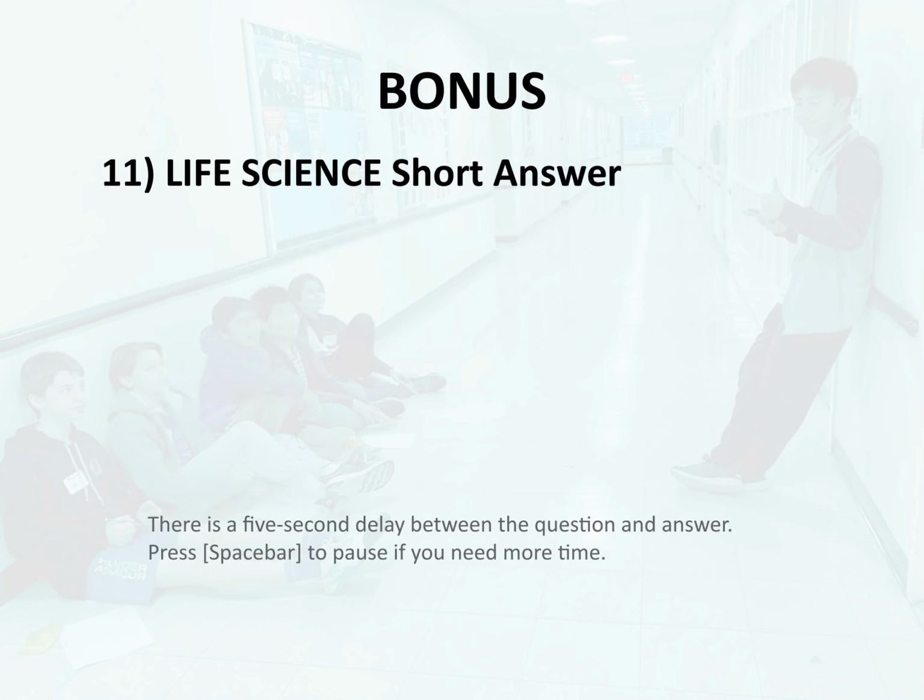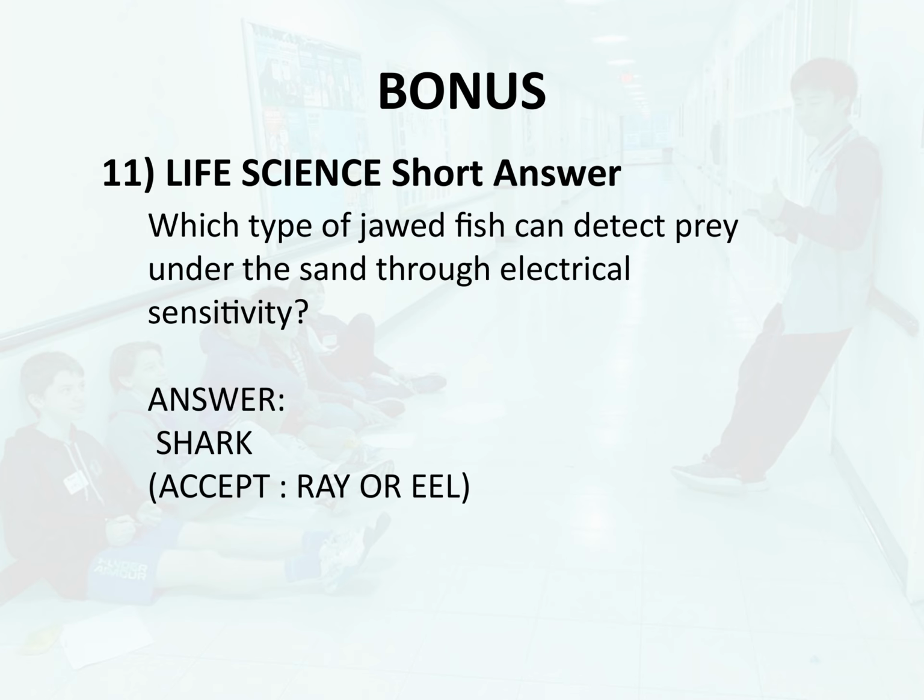Bonus 11. Life science. Short answer. Which type of jawed fish can detect prey under the sand through electrical sensitivity? Answer. Shark.